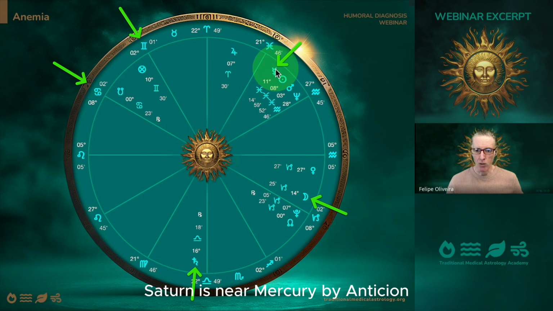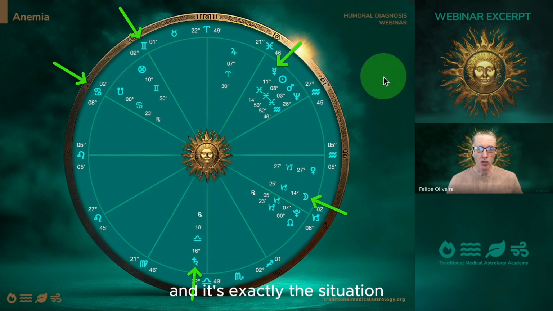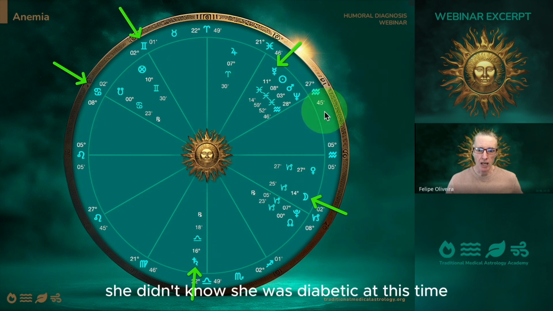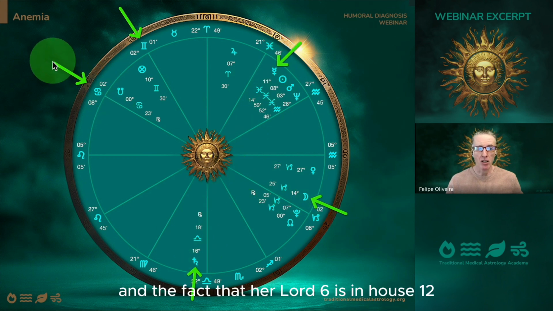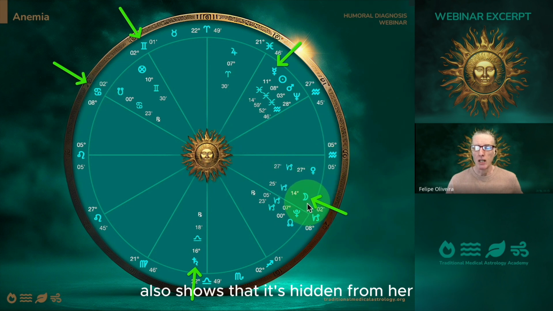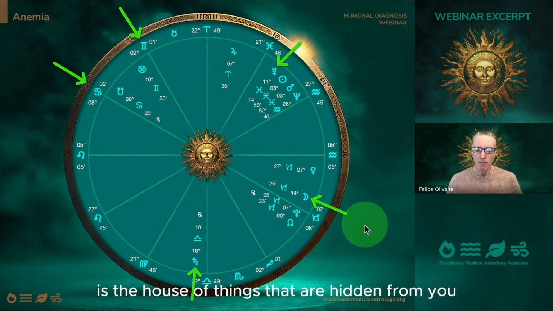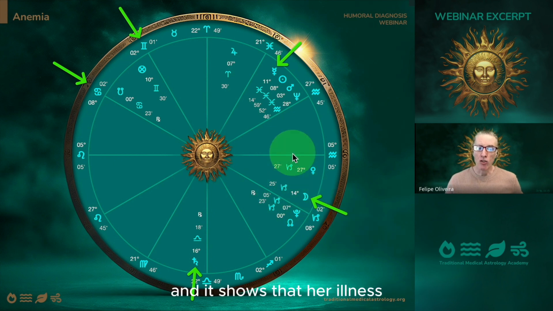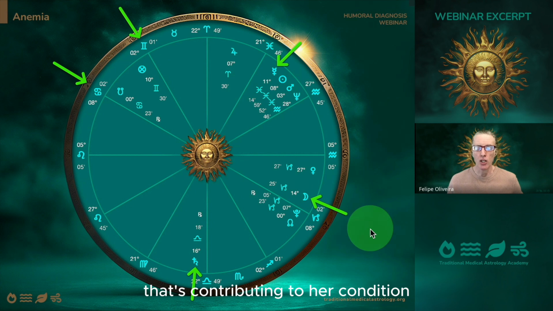Saturn is near Mercury by antecedent. It means that this connection cannot be seen, and it's exactly the situation. She didn't know she was diabetic at this time. The fact that her pancreas is in bad shape is hidden from her, and the fact that her Lord 6 is in house 12 also shows that it's hidden from her, because house 12 is the house of things that are hidden from you. And it shows that her illness, there's something that she's doing against herself that's contributing to her condition.